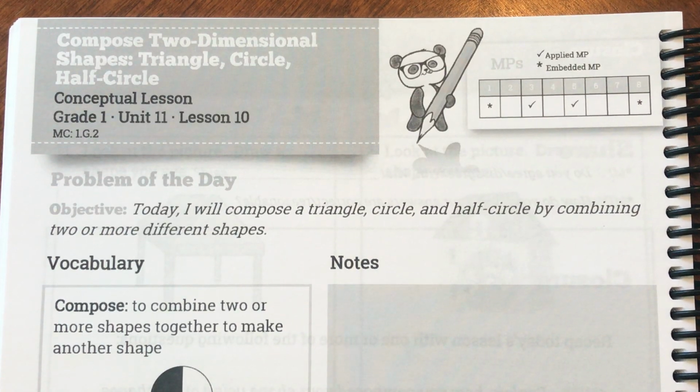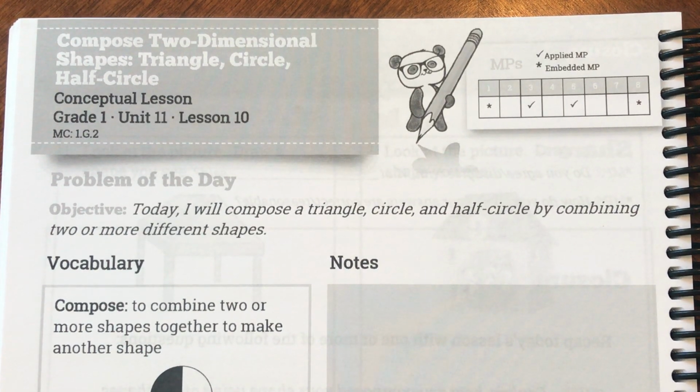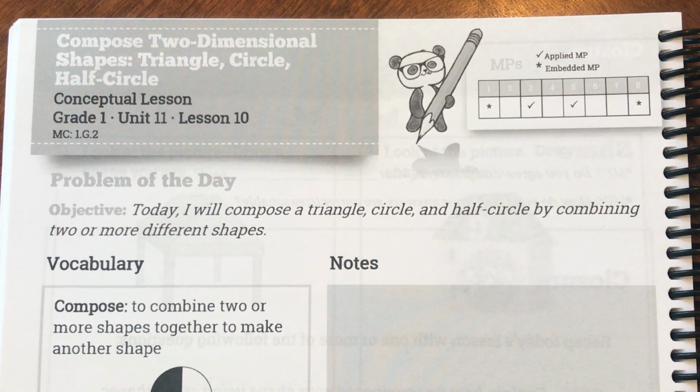Good morning, first graders. Today we are on page 251 of your student journal, and we are on Unit 11, Lesson 10. So our goal today, or our objective today, says, today I will compose a triangle, circle, and half circle by combining two or more different shapes.